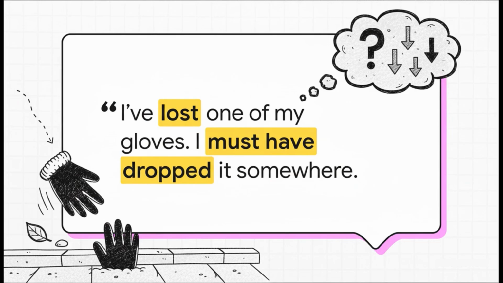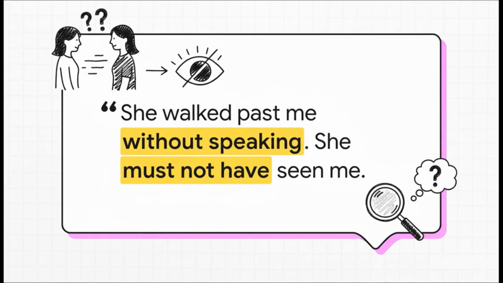Here's a perfect example. The situation right now, the clue, is you're missing a glove. So what's the past event you're deducing? Dropping it. You're looking at the evidence now and making a logical conclusion about something you did before. I must have dropped it. And here's how it works for the negative. The clue: she walked right past you and didn't say a word. Now, instead of jumping to the conclusion that she's rude, you make a much more logical deduction about the past. Why didn't she say hi? Well, she must not have seen me. It's the most likely explanation.